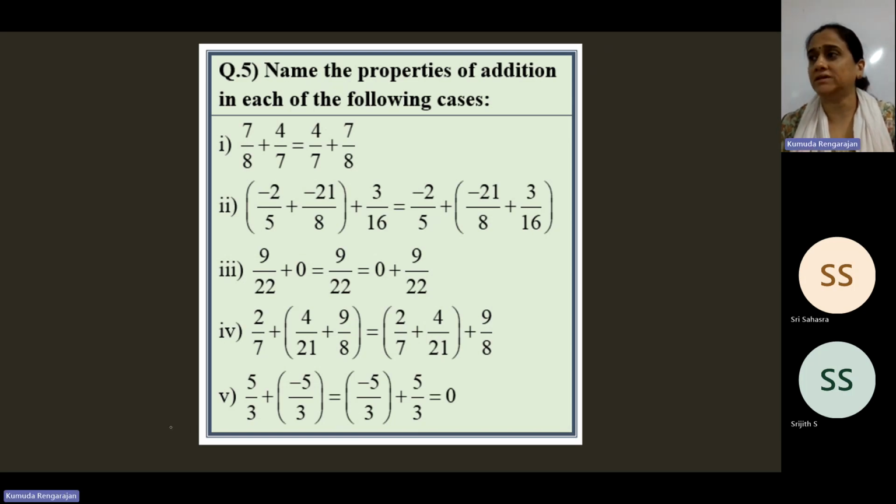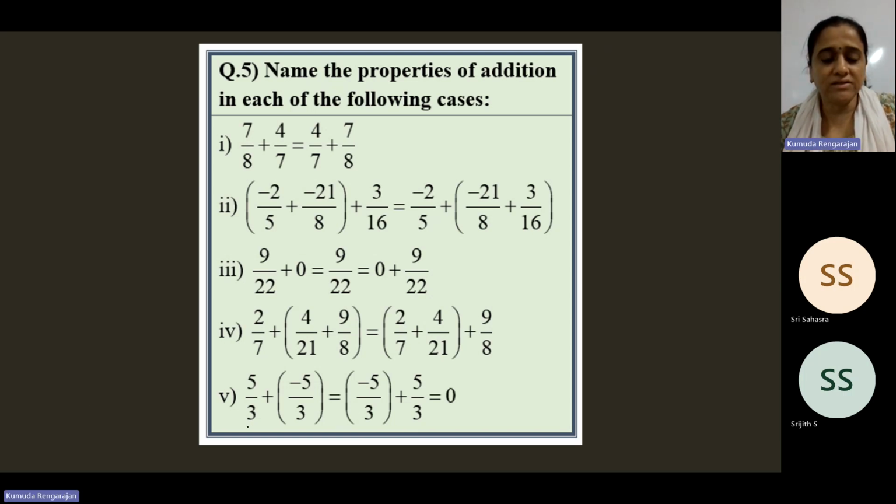Additive inverse property. What do you mean by additive inverse property? When the sum of two rational numbers is 0, then the first rational number is said to be the negative or the additive inverse of the second, and the second rational number is said to be the additive inverse or the negative of the first. Additive inverse and negative both are the same, right?